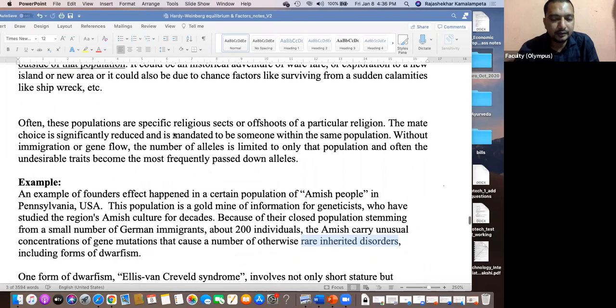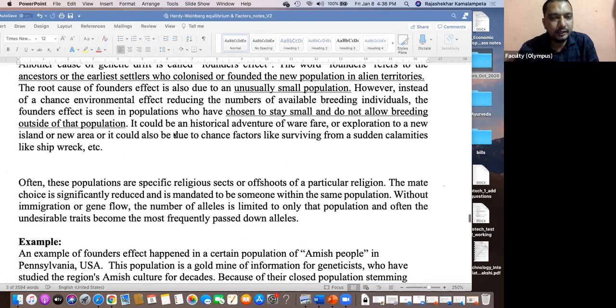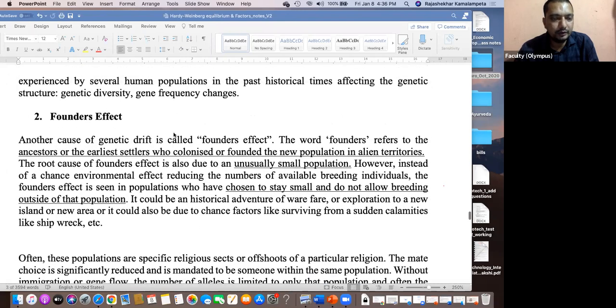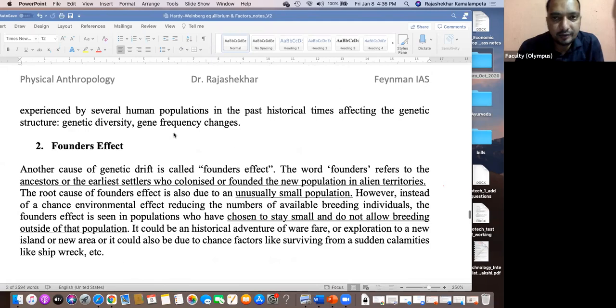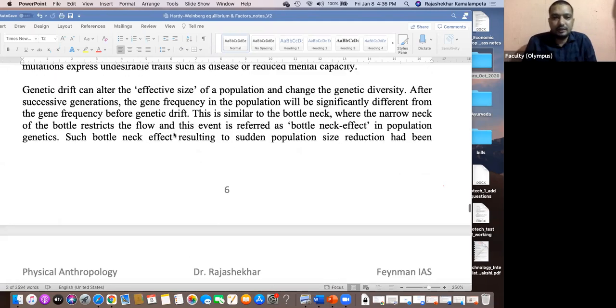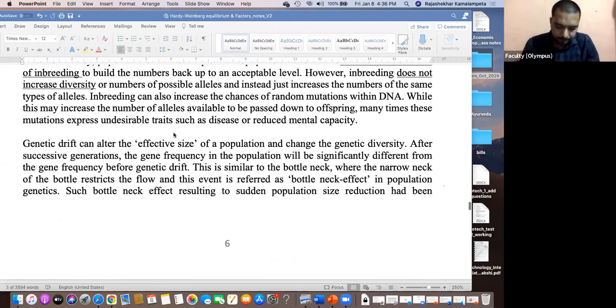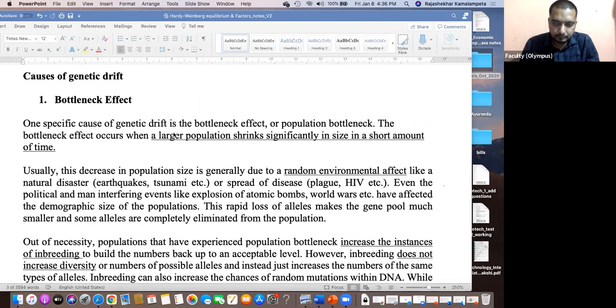So, either the founder's effect or the bottleneck effect would influence the gene and genotypic frequencies. It would reduce the genetic diversity. Okay. Genetic drift.